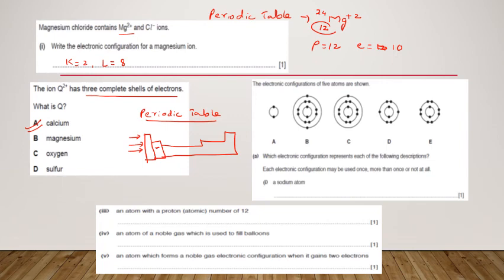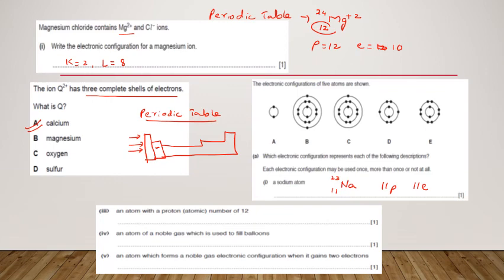Fine. Then the electronic configurations of 5 atoms are shown, A, B, C, D, E. Which electronic configuration represents each of the following descriptions? Each may be used once, more than once, or not at all. A sodium atom. So you need to see the periodic table and work out the atomic number and atomic mass. It has 11 protons, and it might have 11 electrons or 10 electrons since it loses one electron to become stable.